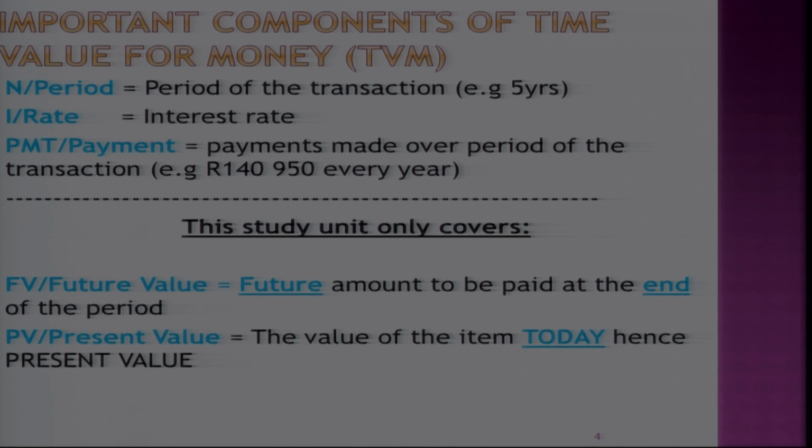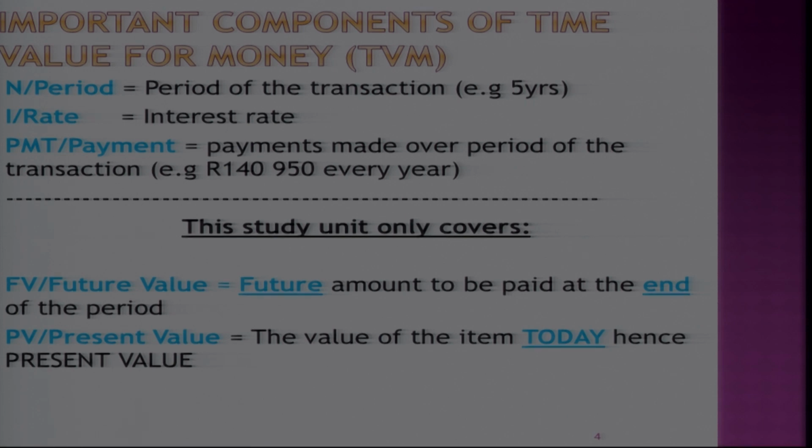Now that's our PMT. In this study, we're only going to work with future value and present value, meaning that the payments or most of the other stuff we're not going to work with. We're only going to calculate either the future value or the present value. With time value of money, they can give you anything, and then they can ask you to calculate the interest rate, or to calculate the period of the transaction. But we're not going to do that. In this study unit, we're only going to concentrate on calculating the future value or the present value.